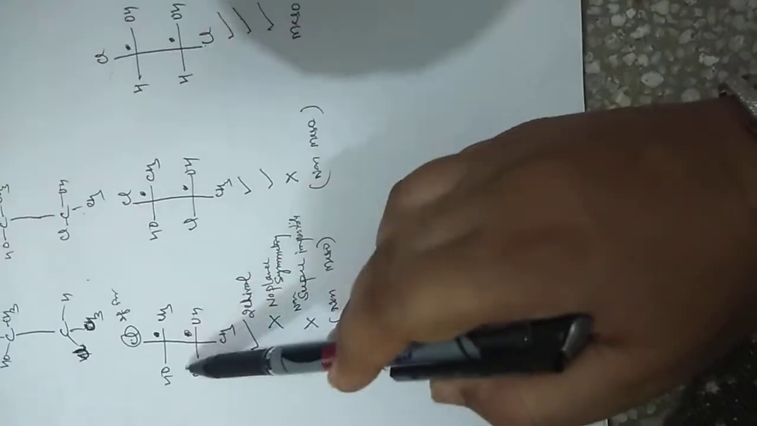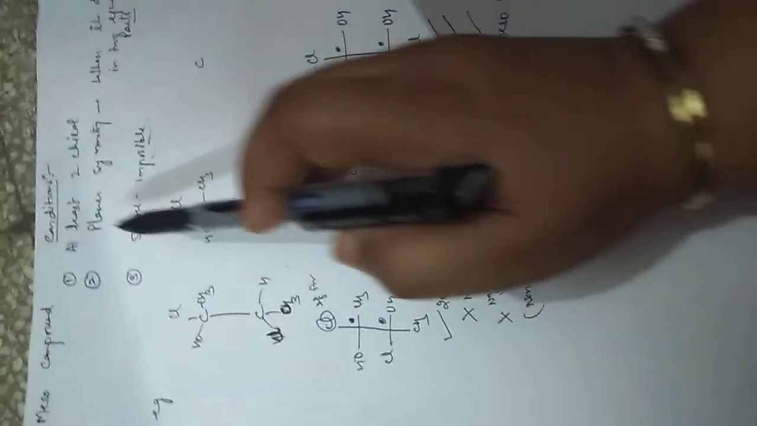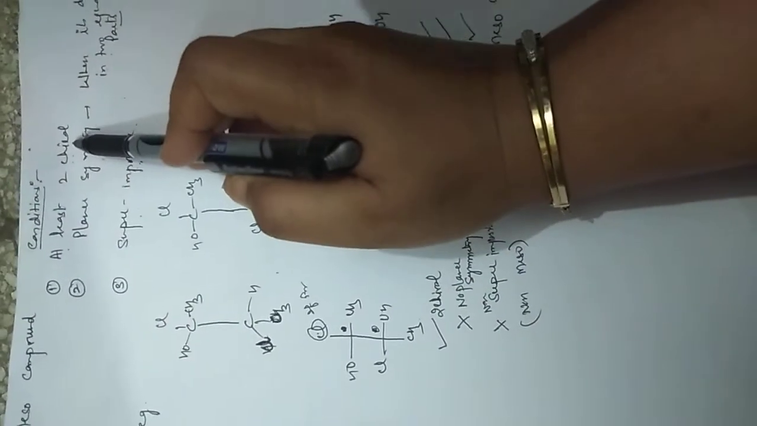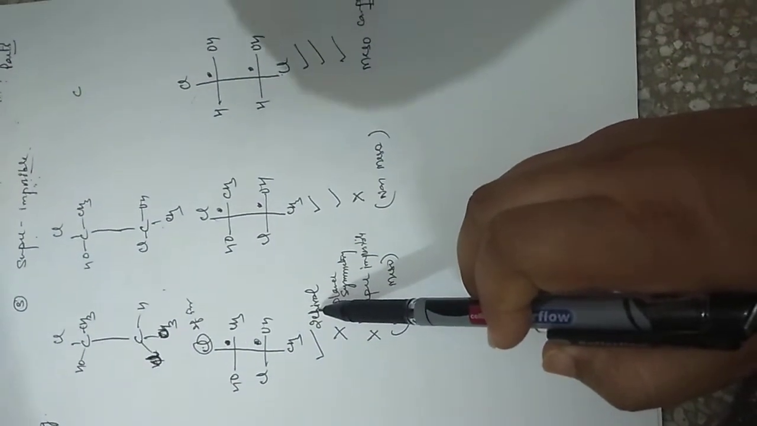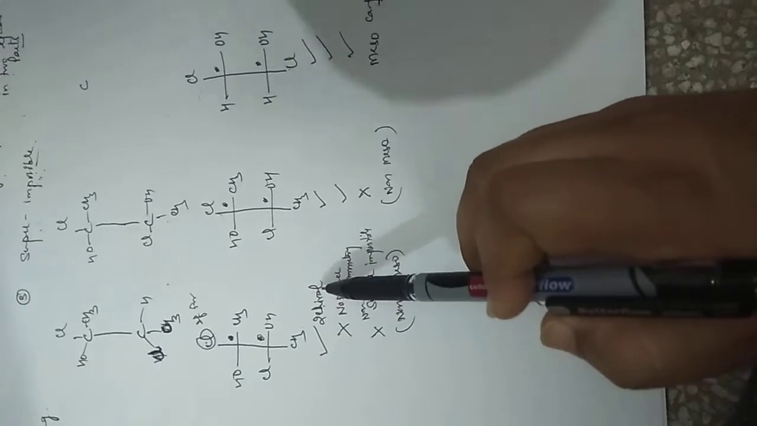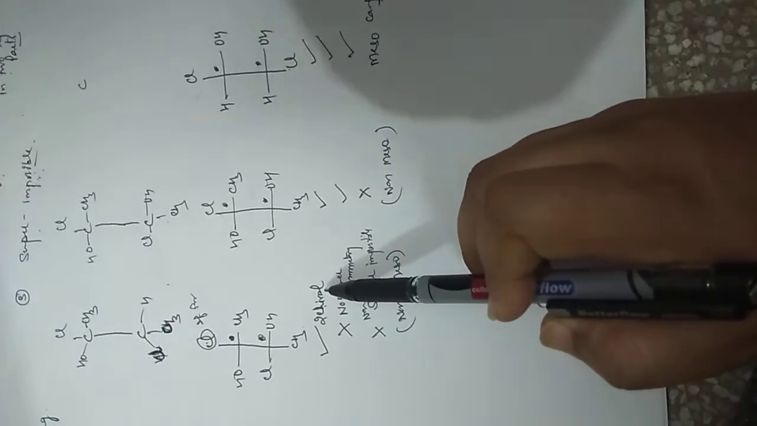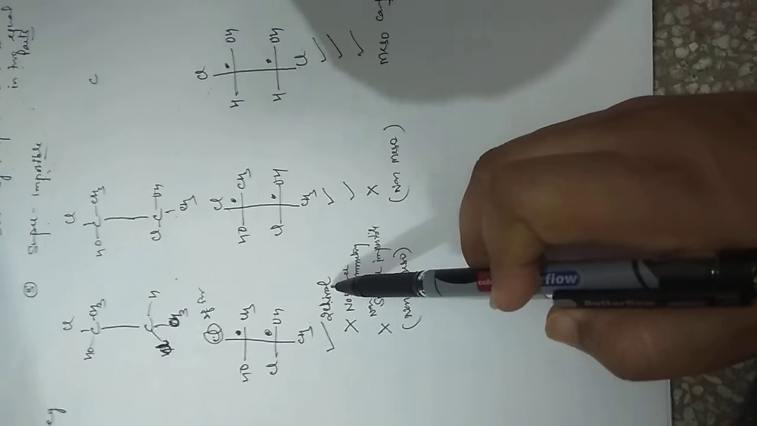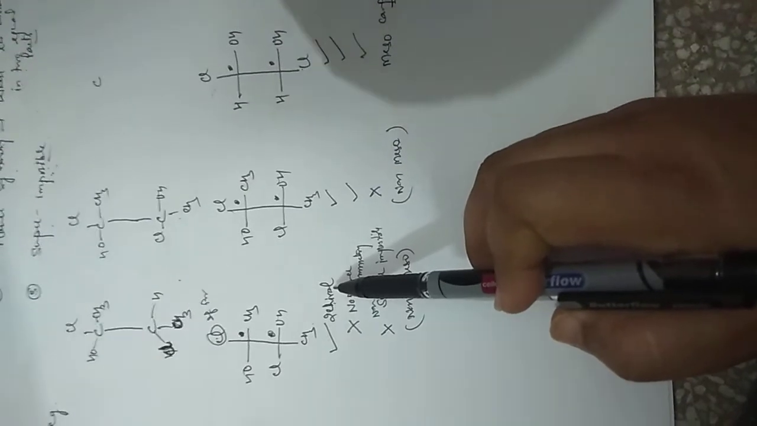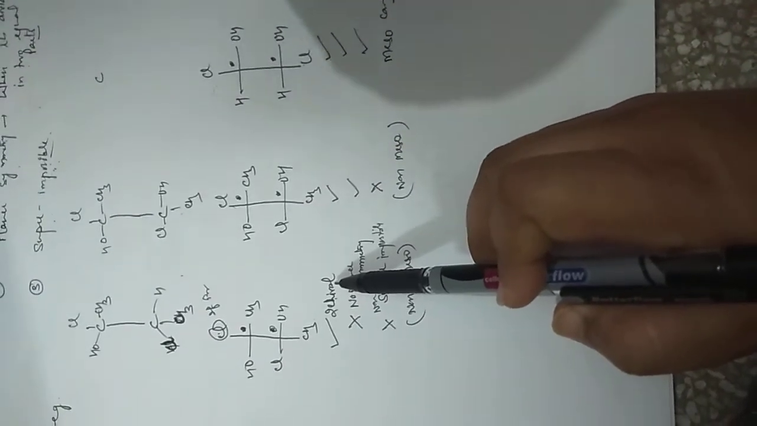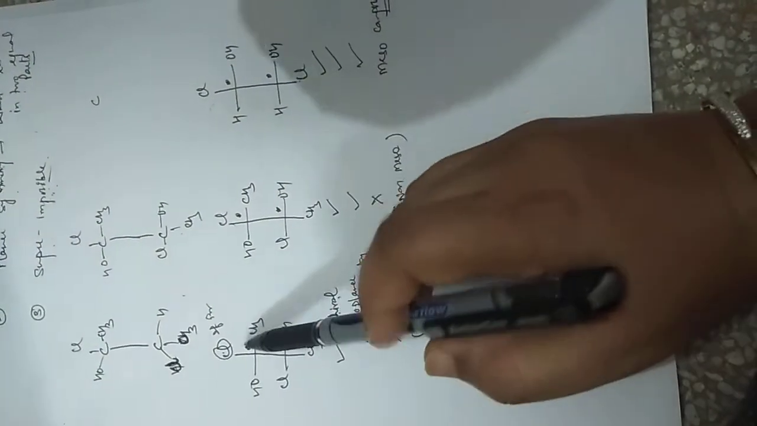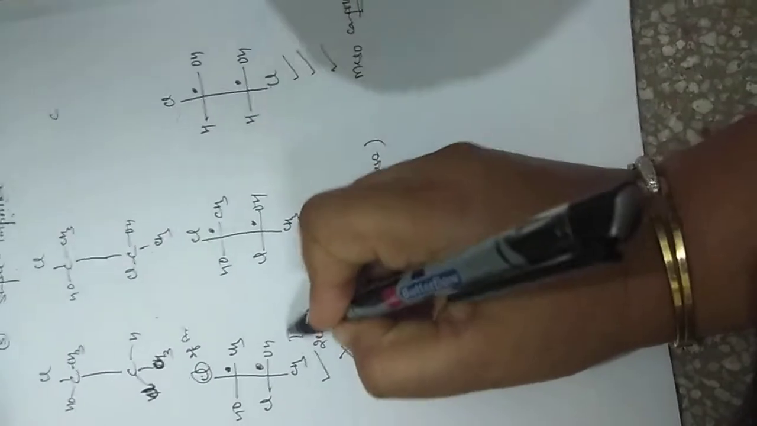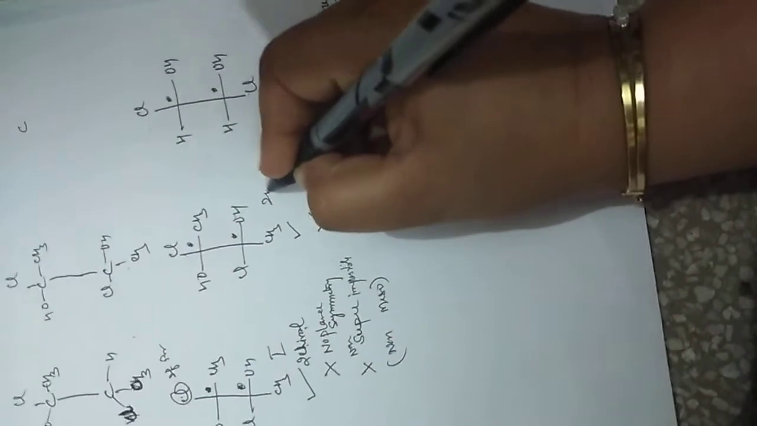We can see here chlorine, CH3, OH. First condition: we can see at least 2 chiral atoms present. Chiral carbon means a carbon at which 4 different groups are attached with single bonds. Here this one is the first compound, this one is the second compound, this one is the third compound.